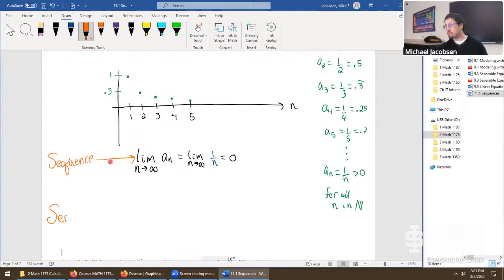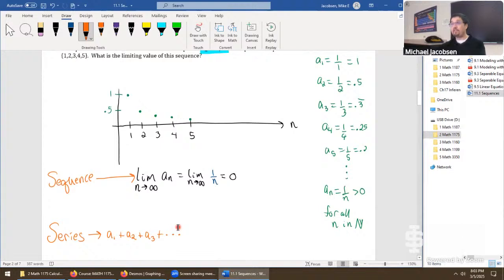But the series is different. The series is where we go a1 plus a2 plus a3 plus ... and that goes on forever, nonstop, add up all terms. Well, how do you do that? We are finite people. Our computers are finite devices. You cannot actually add together infinitely many terms, but you can do this. You can take a limiting value as n goes to infinity of the summation.